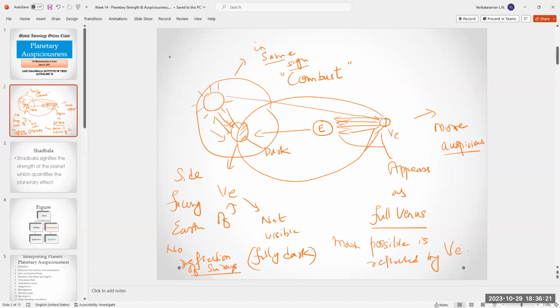Please repeat the meaning of combust. A planet along with the sun is combust. Directionally, it is away from the Earth, and the sun is behind the planet. That's what it means directionally. And in the chart, you'll find that these two are together in the same sign.